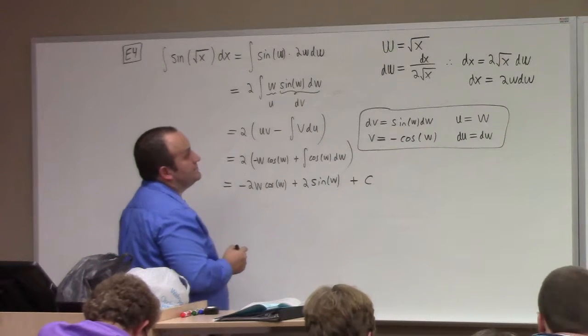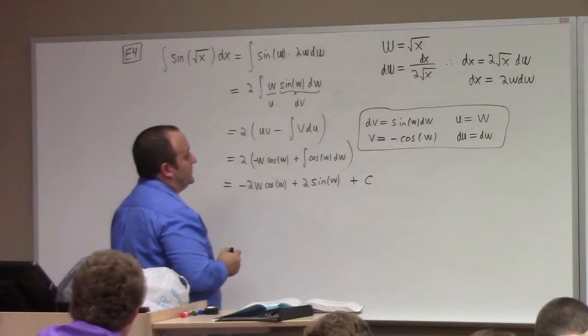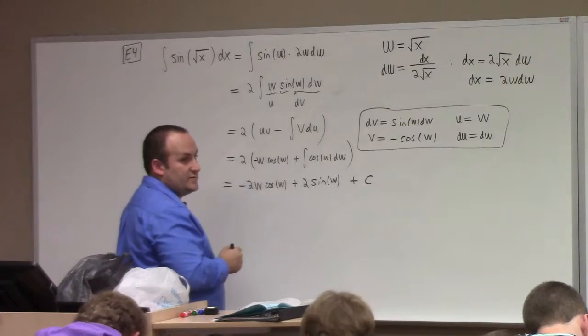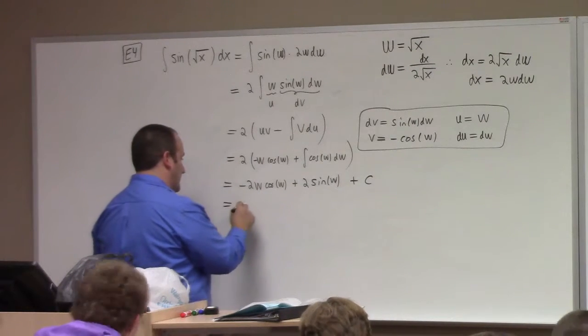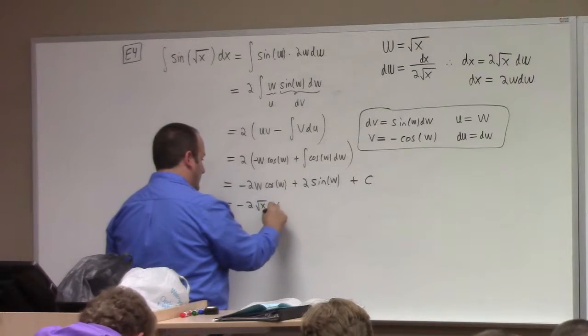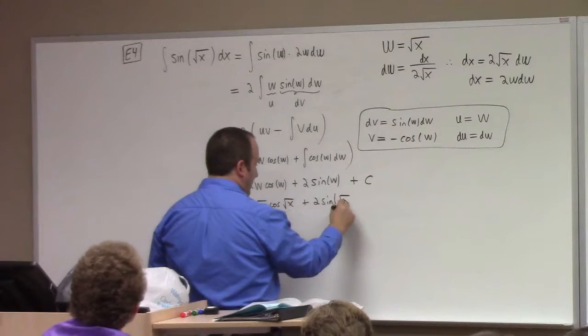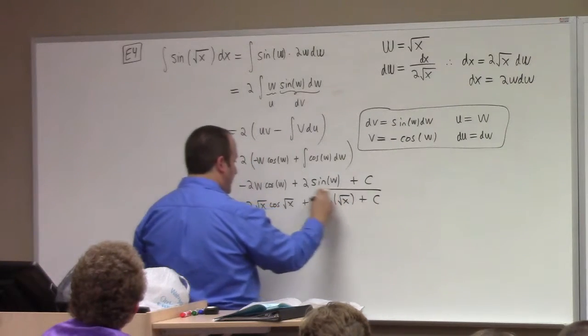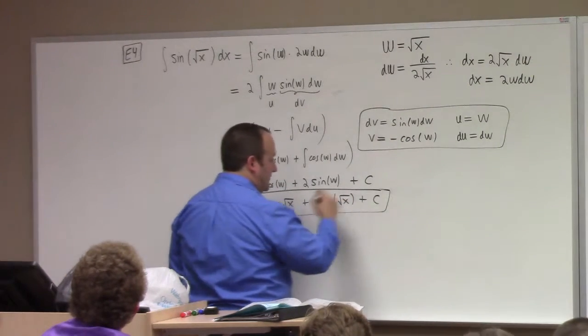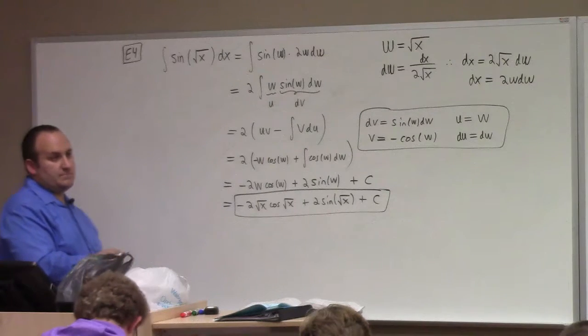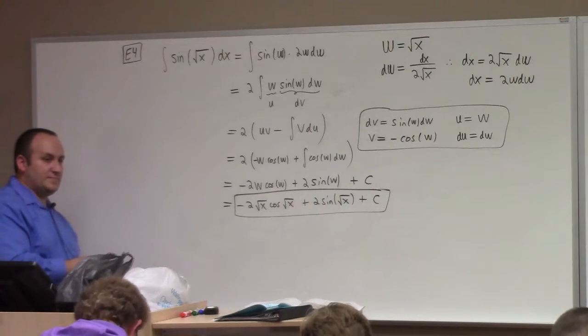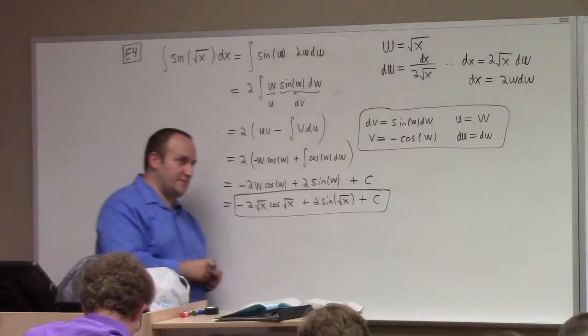So what's w? W is what? Square root of x, right? So this is minus 2 square root of x cosine square root of x plus 2 times the sine of the square root of x plus a constant, and there you go. That's how you do that integral. This is a mixed method one. We do a u substitution followed by integration by parts.